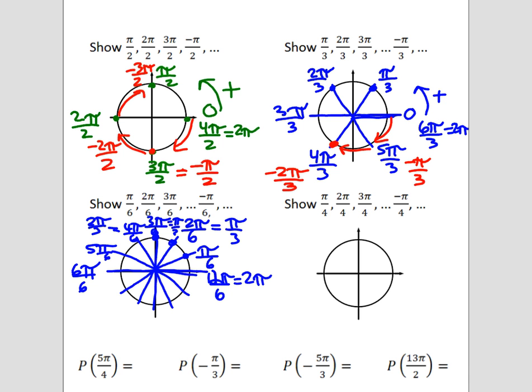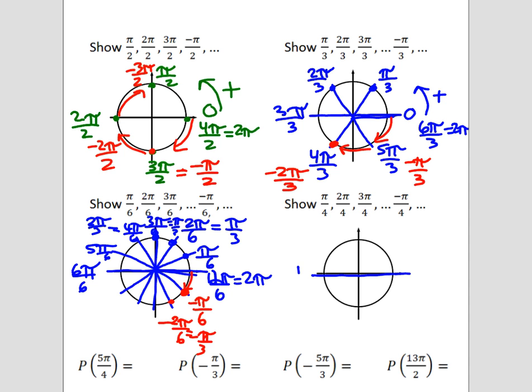If you want to go negative, then you would go that way. So here, the first one would be minus pi over 6. The next one here would be minus 2 pi over 6 or minus pi over 3. Okay, and so on. And the last one is pi over 4.